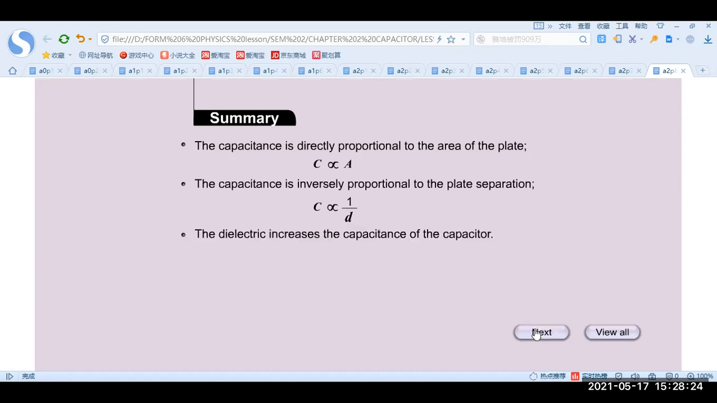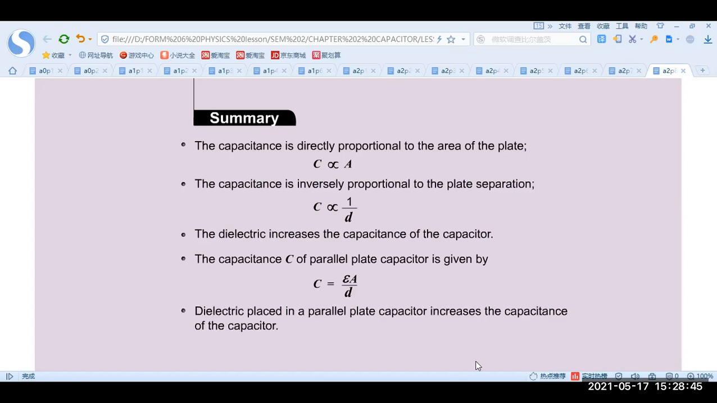The dielectric increases the capacitance of a capacitor, where the dielectric is actually an insulator. And the capacitance C of a parallel plate capacitor is given by C equal to epsilon A over d. And last, dielectric plates in a parallel plate capacitor can increase the capacitance of a capacitor.